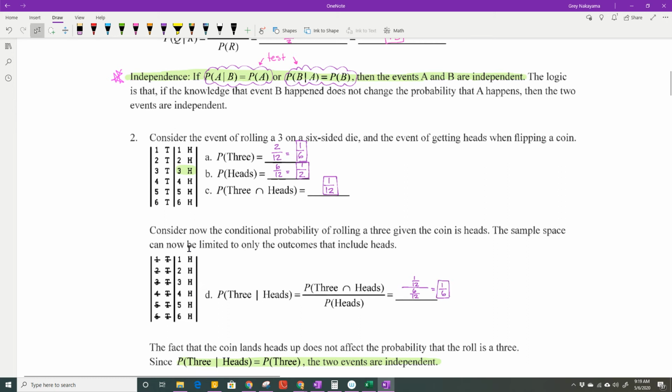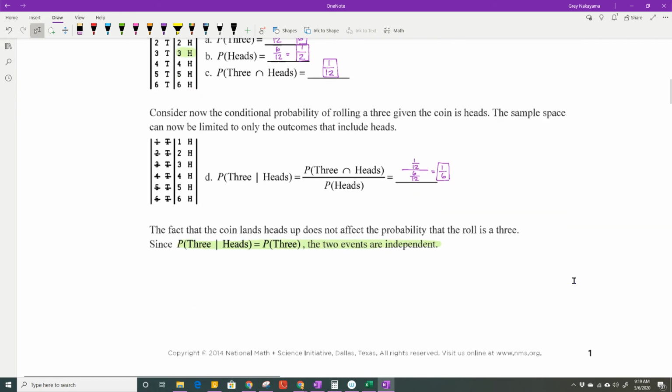But if you look back, our outcomes were limited, and that's why when we did the problems earlier, the denominator always changed when we were reading from a table when we had a given problem, because that's a condition that we're putting on our probability. So there's only 6 outcomes here, and how many of them have a 3 in them? 1. So that's why it's going to be 1 in 6.